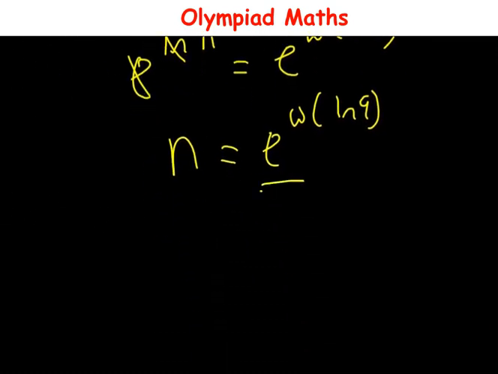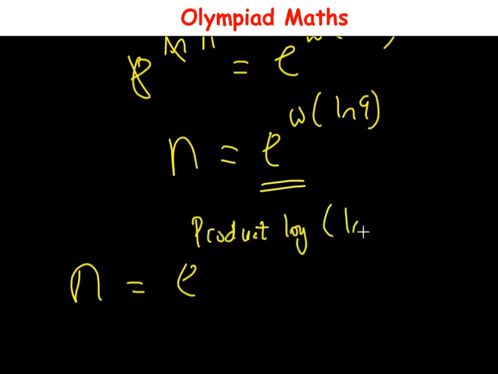But then, if you are wondering why the value is not in numerical form, to get the value in numerical form, simply press in your calculator the value of n equals e raised to the power of the product log, instead of pressing W, then multiplied by ln 9. If you do so, what you will get as the value of n will be equal to 2.4510, in 4 decimal places.